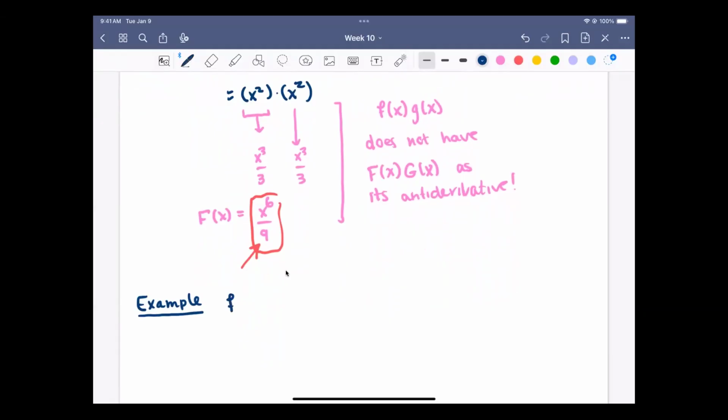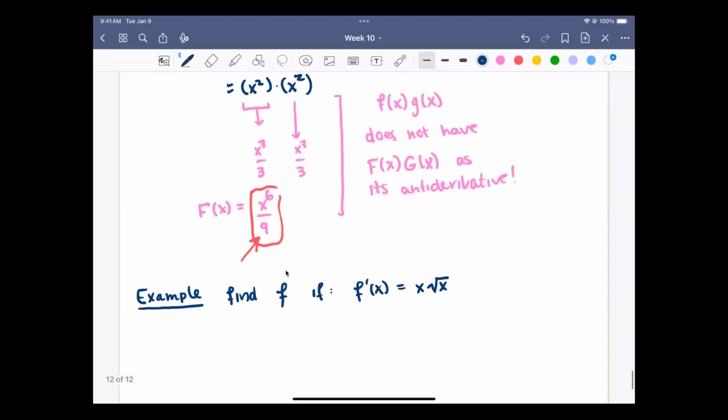So we'll find f if I know that f prime of x is equal to x times the square root of x. And I also know f of 1 is equal to 2. This extra bit of information is often called an initial condition. And we will be able to use this to figure out what the constant c has to be.